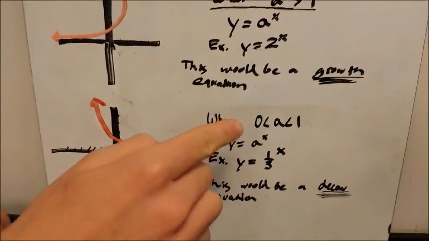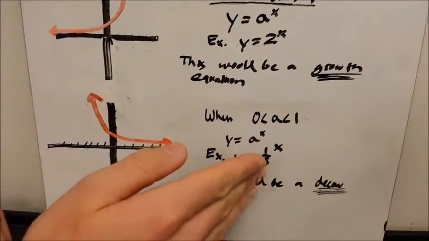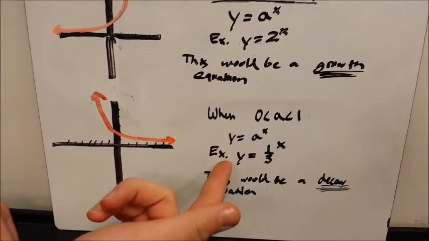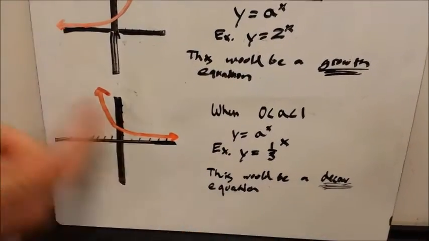And when a is greater than 0 but less than 1, an example of this would be y equals 1/3 raised to the x. This would be a decay.